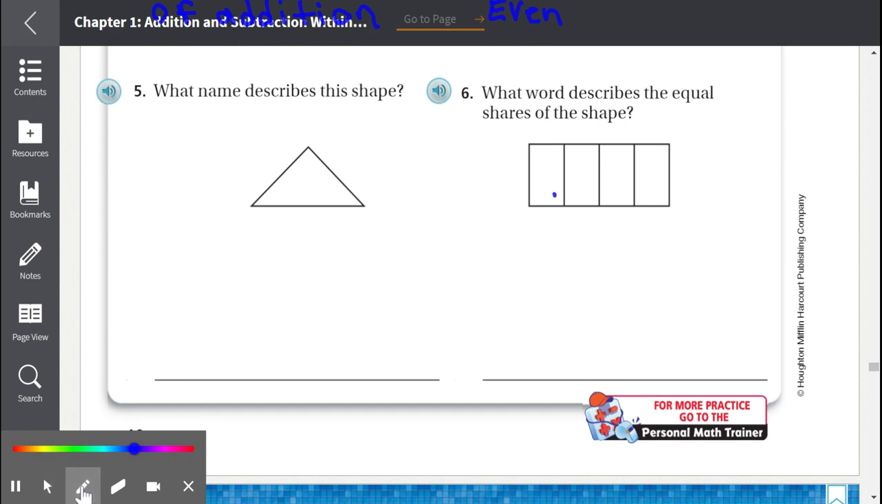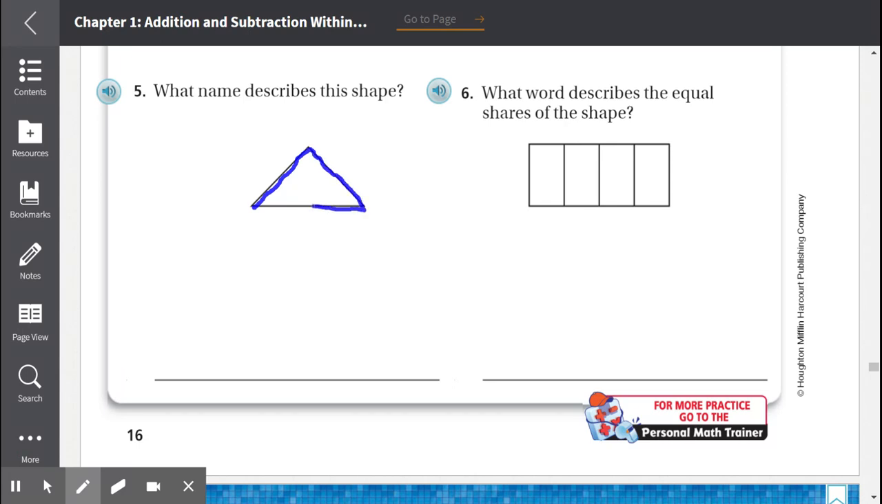Number 5. What name best describes this shape? This shape has 1, 2, 3 sides. So it is a triangle. Number 6. What word describes the equal shares of the shape? So let's see, there's 1, 2, 3, 4. 4 equal parts. 4 equal parts are called fourths.